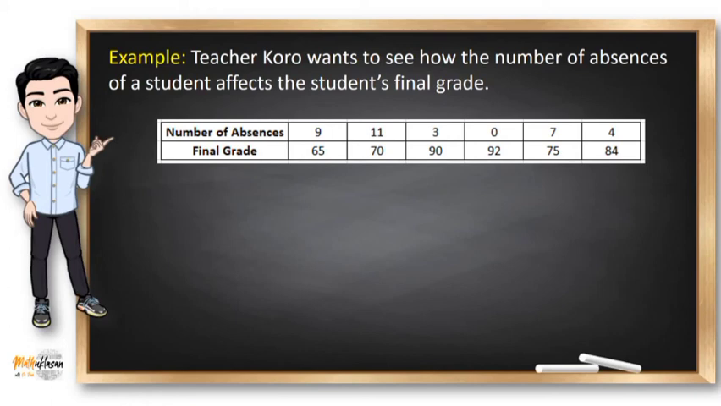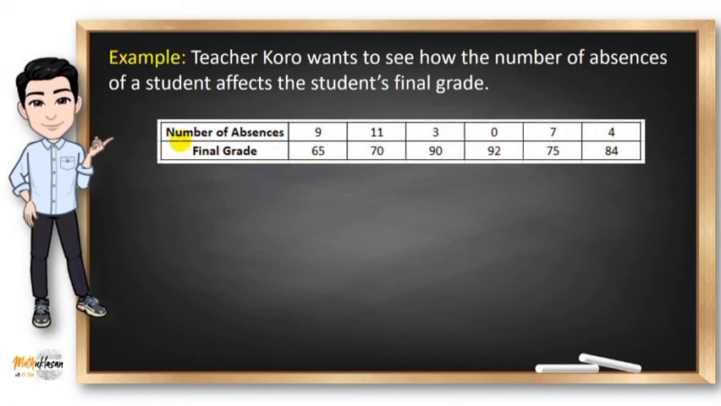Teacher Coro wants to see how the number of absences of a student affects the student's final grade. So, naisip siguro ni Teacher Coro na nakaka-apekto yung number of absences dun sa final grade ng mga students. Ngayon, halimbawa meron tayong 6 students at ito yung mga number of absences nila at saka yung kanilang final grade.